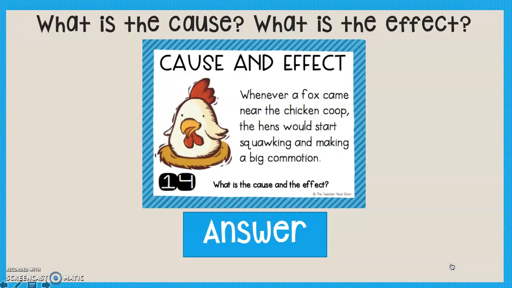What is the cause? What is the effect? Whenever a fox came near the chicken coop, the hens would start squawking and making a big commotion. What is the cause? What is the effect? So think about what had to happen first, and what was the result or the effect of that happening. Go ahead and pause to write down your answer so you have enough time.